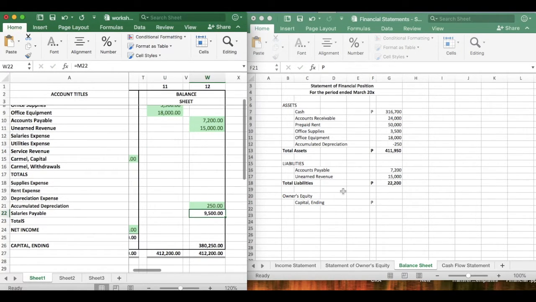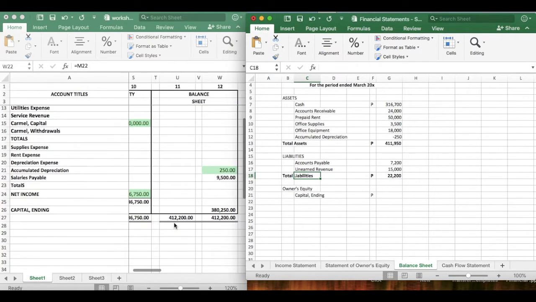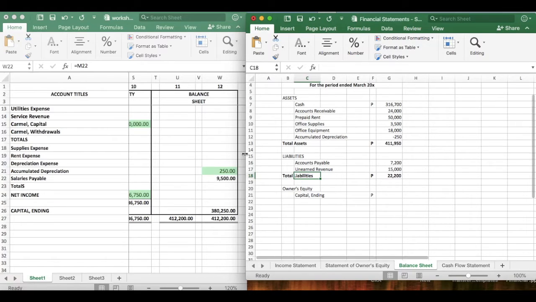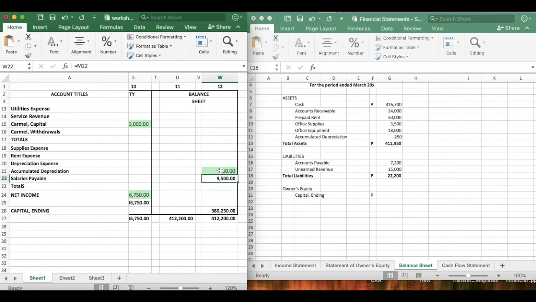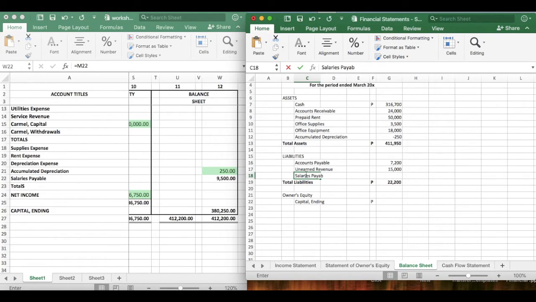Oh, there's salaries payable. Sorry, I forgot that one. So there's salaries payable. So that is how helpful it is when you do the highlighting, or the indicating, because it would tell us that salaries payable was not yet reported here. So we insert again. Okay, so please always be careful. Even I commit mistakes here. So just be careful that we have 95. Okay, so the total liabilities now would be 31,700.